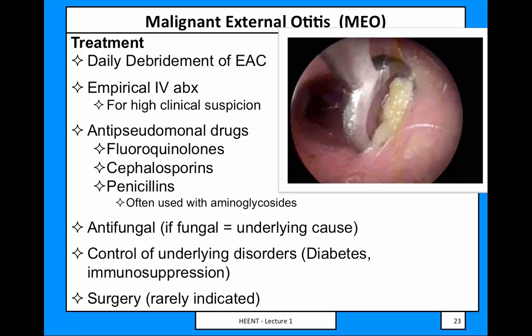Treatment includes daily debridement of the external auditory canal. So every day, that tissue and the granulation exudate needs to be removed. Empirical IV antibiotics for high clinical suspicion. So if you suspect the patient has this, you want to give them IV antibiotics. Empirical is because you're suspecting it. Anti-pseudomonal drugs: fluoroquinolones, cephalosporins, penicillins. Antifungal if you suspect fungal to be the underlying cause. And you want control of underlying disorders as well. Keep in check the diabetes or any immunosuppression. Surgery is rarely needed.